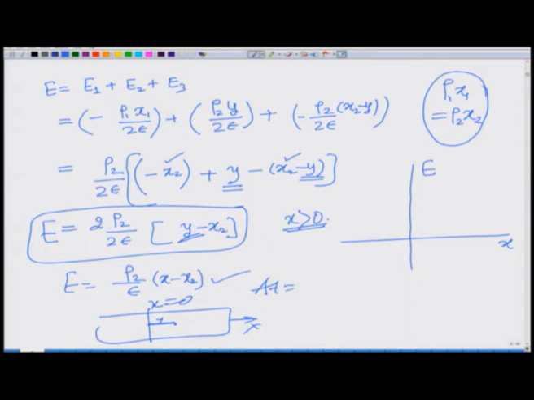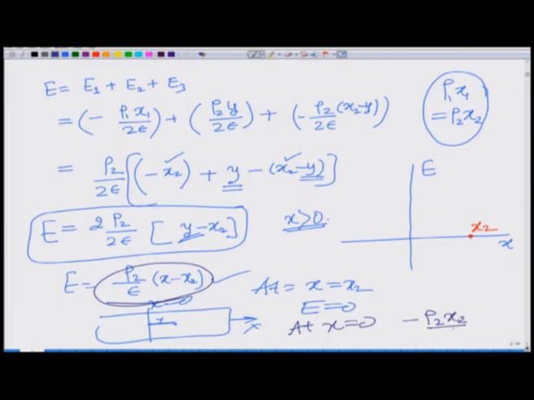So, at x equal to x2, the electric field is 0. If this is x2 here, then the electric field here must be 0. And at x equal to 0, what happens? At x equal to 0, from this expression, it is minus rho 2 x2 over epsilon, it is negative. So, at x equal to 0, you have this point, which is minus rho 2 x2 over epsilon, and then it is linear. You can see that this is a linear equation in x. So, it should be a straight line, it should be linear.